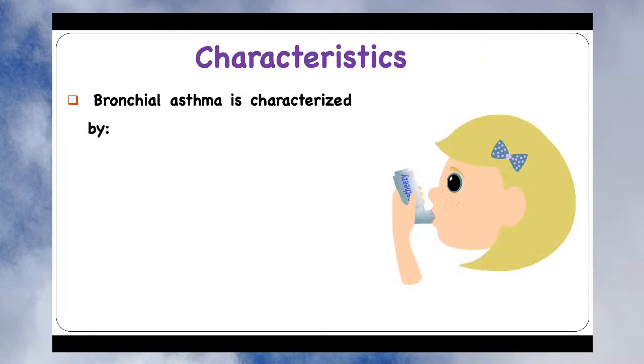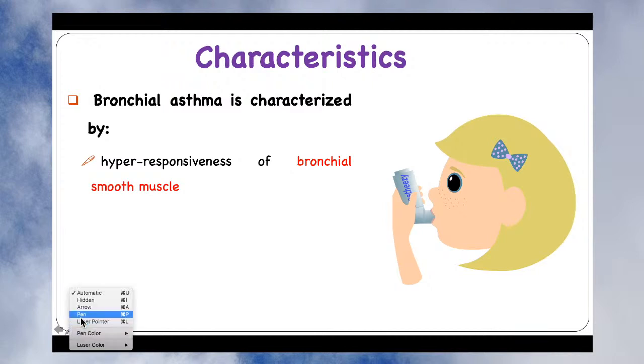Let's see the characteristics of bronchial asthma. Bronchial asthma is basically characterized by four important attributes. The first attribute is hyper-responsiveness of bronchial smooth muscle. The bronchial smooth muscle's response becomes increased many fold. This increase in response of bronchial smooth muscle is called hyper-responsiveness.